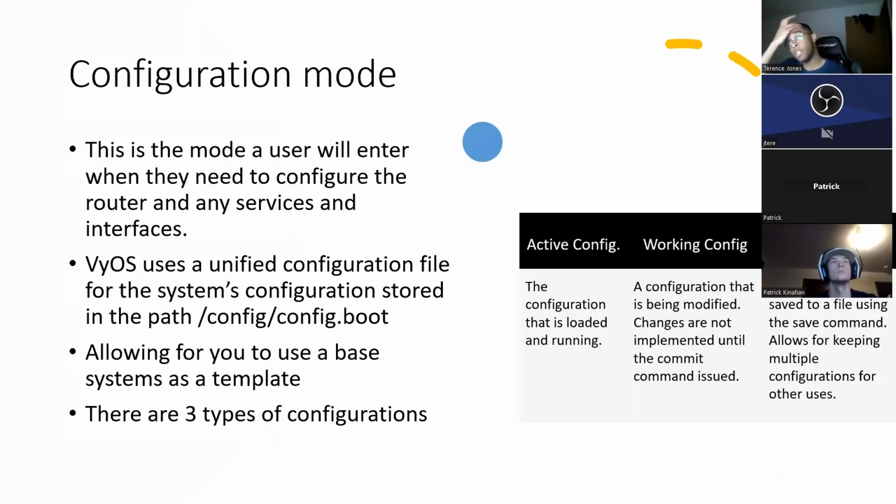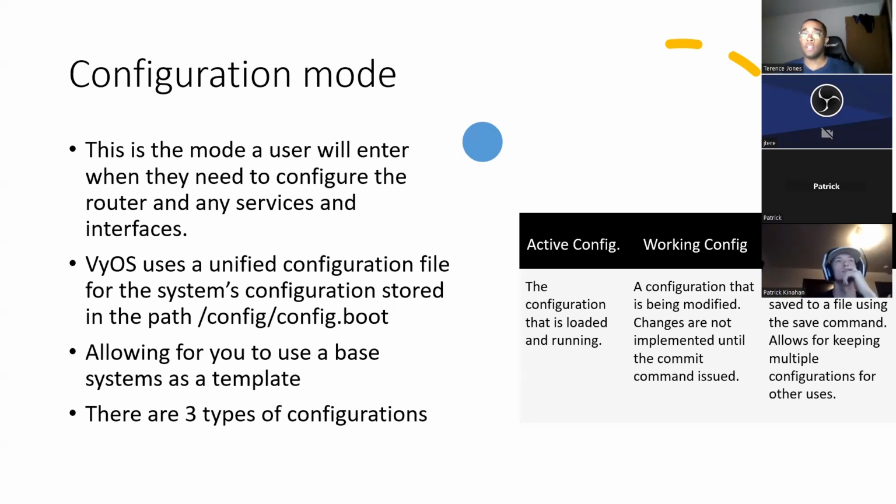And then the other mode is configuration mode. In this mode, a user will need to configure the router for any services, any of the interfaces of the router. And so this is where you'll enter some of the networking specific commands for VyOS, such as set interface, which will set the IP address for the interface you're trying to configure for that specific endpoint in terms of networking.